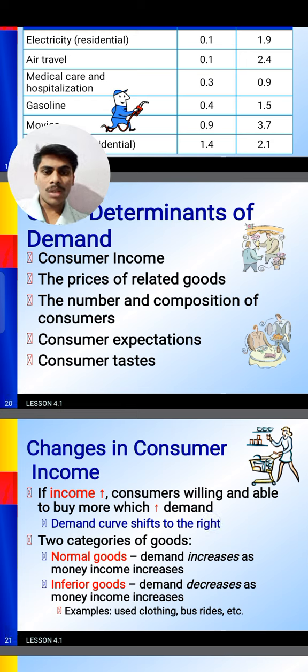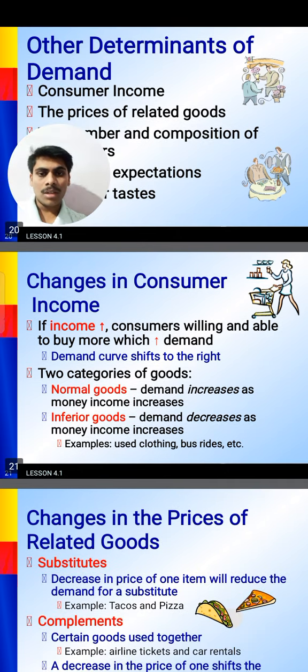Next are the number and competition of consumers, consumer expectations and consumer tastes. Changes in consumer income make consumers willing and able to buy more, which increases demand and shifts the demand curve to the right. There are two categories of goods: normal goods and inferior goods. Normal goods: demand increases as money income also increases.